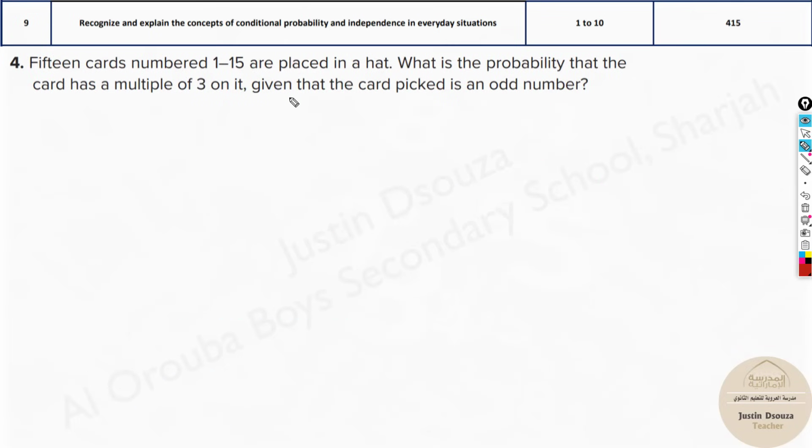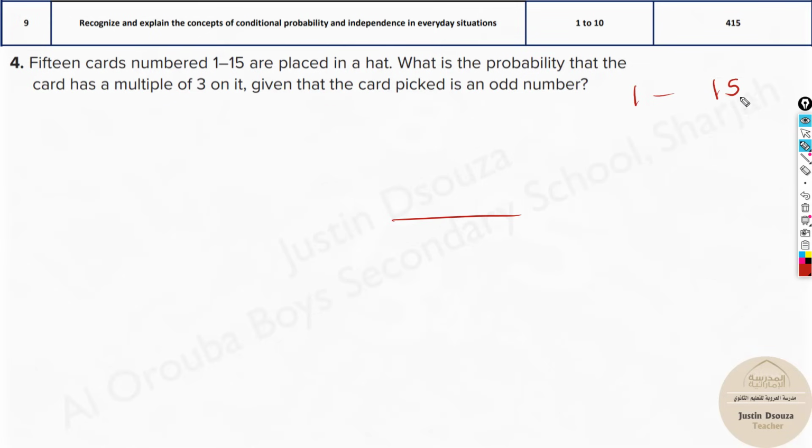15 cards numbered 1 to 15 are placed in a hat. What is the probability that card has a multiple of 3 on it, given that the card picked is an odd number? Given that card picked is an odd number. Now 15 cards are there. Here, remember, it starts from 1 to 15. How many odd numbers are there? If you do 15 by 2, half will be odd numbers.